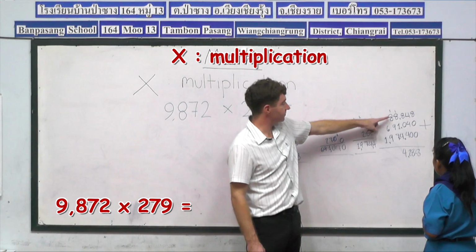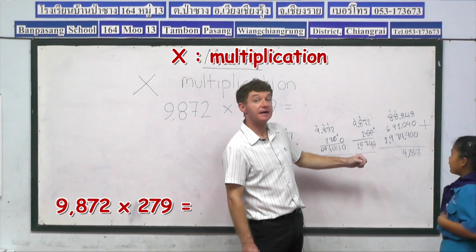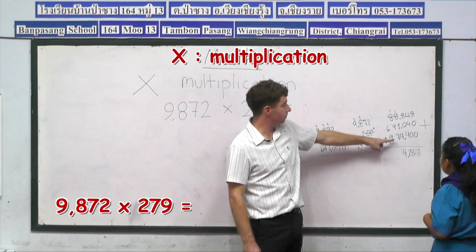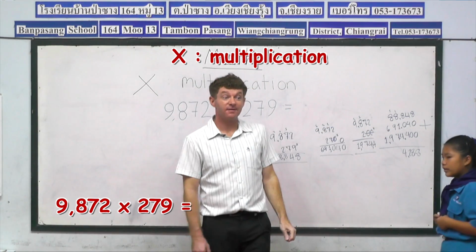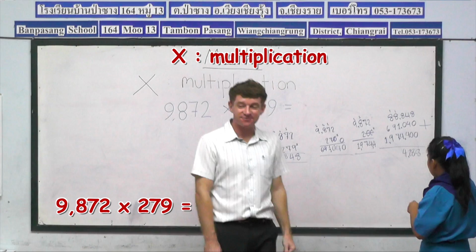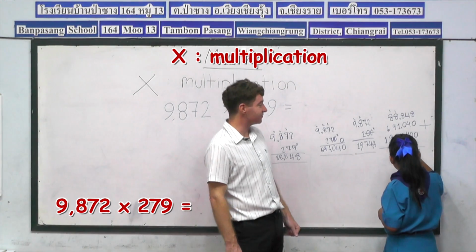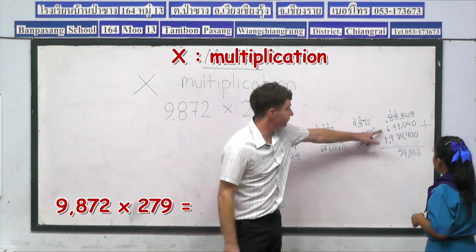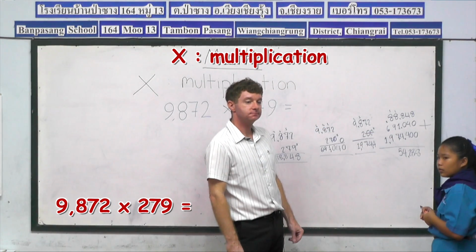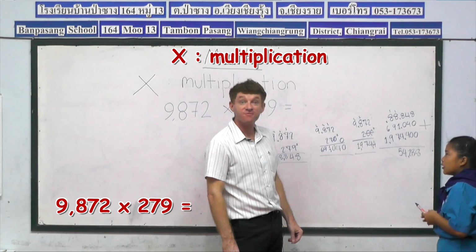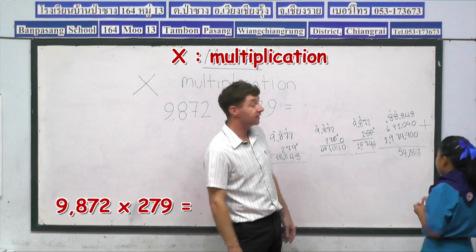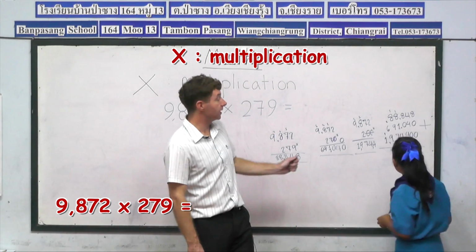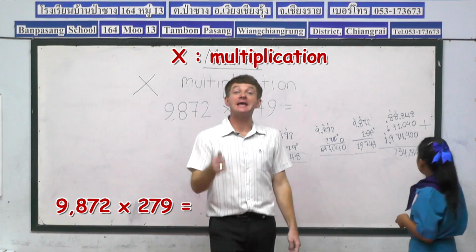Now, 8 plus 1, 9. Plus 9, 18. Plus 7, 25. Yes, so we write the 5 and carry the 2. 6 plus 9, 15 plus 2, 17. Write the 7 and then carry the 1 again. And then 1 plus 1 equals 2.